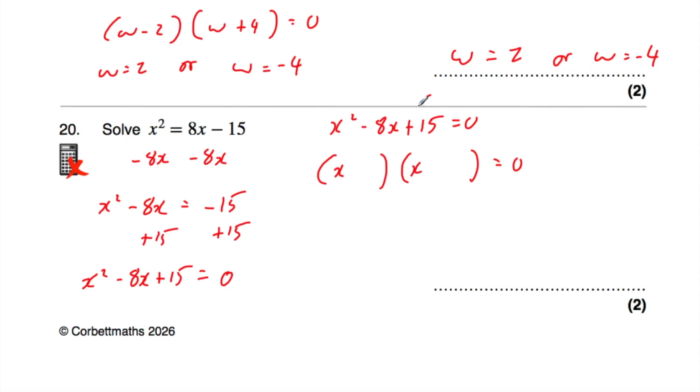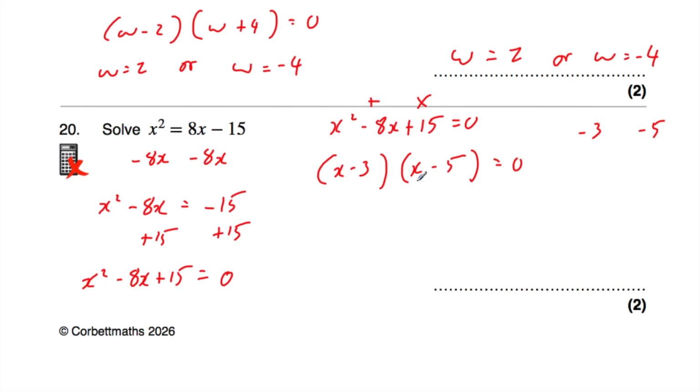Now we want to find two numbers that will multiply together to give us 15 and will add together to give us negative 8. Now because they're multiplying together to give us a positive and they're adding together to give us a negative, they're both going to be negative. Now I'm thinking minus 3 and minus 5, because minus 3 times minus 5 is 15, and minus 3 plus minus 5 will bring us down to minus 8. So it's going to be x minus 3 and x minus 5.